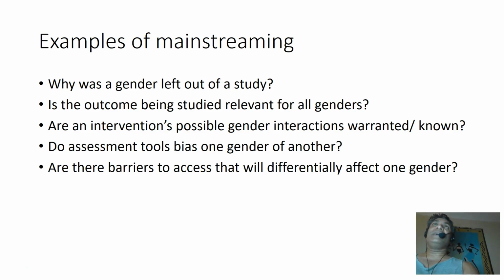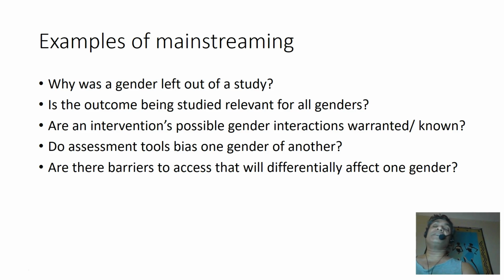So things that we ask when going through a gender mainstreaming process is, maybe we're doing a scientific study, and we're only doing it on men rather than women. Why? Can we justify why a given gender was left out? Is the outcome we're looking at relevant for all genders or just one? And if so, can we justify that? Usually we can. Let's say we're looking at diminishing menstrual pain. Well, that's clearly only relevant to women, and it makes sense because only women have menstrual pain.